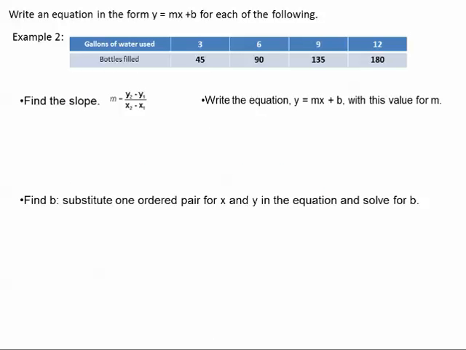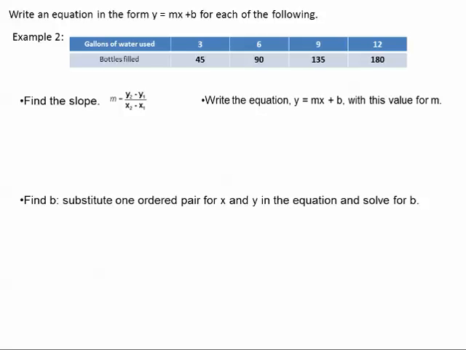Again, they want us to write an equation in our slope-intercept form, and they gave us this table talking about gallons of water used and bottles filled with those gallons. So when they used 3 gallons of water, they filled up 45 bottles. 6 gallons filled up 90. 9 gallons of water filled up 135 bottles, and 12 gallons of water filled up 180 bottles.